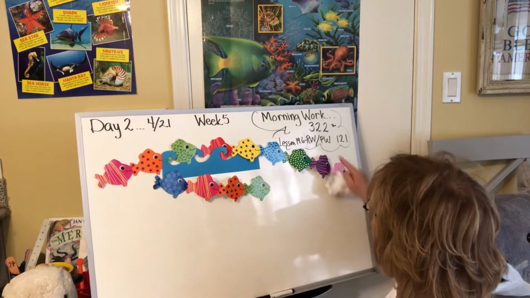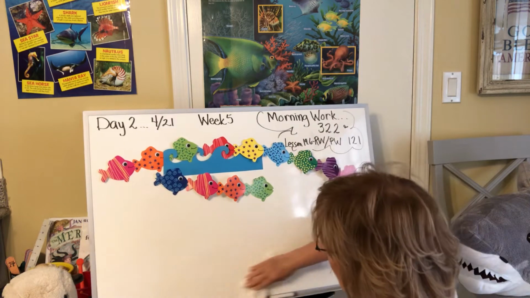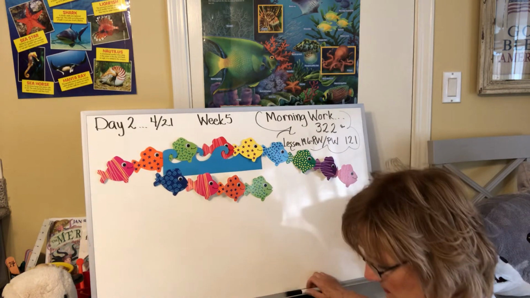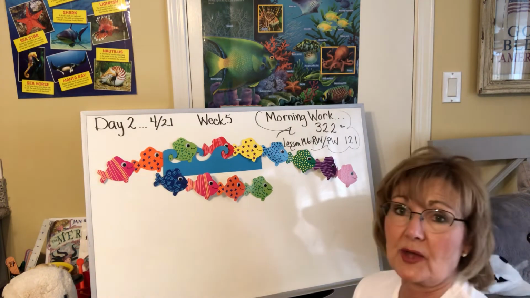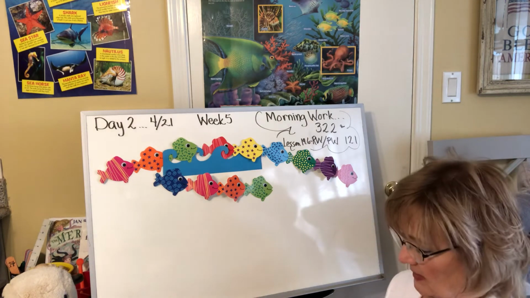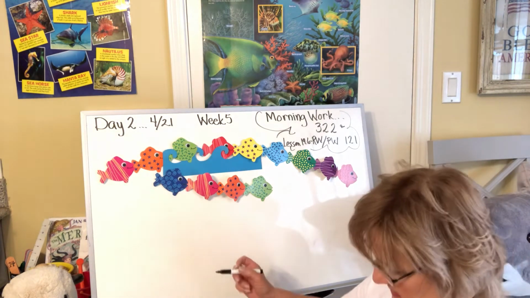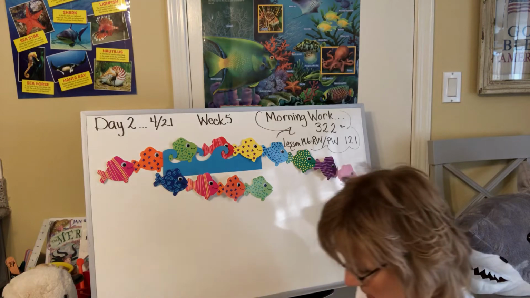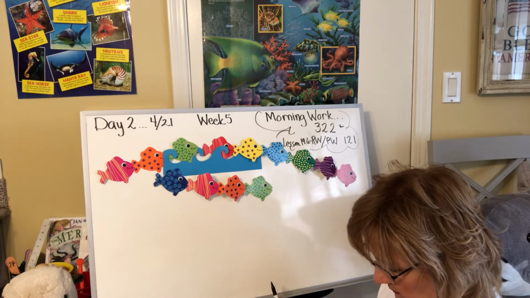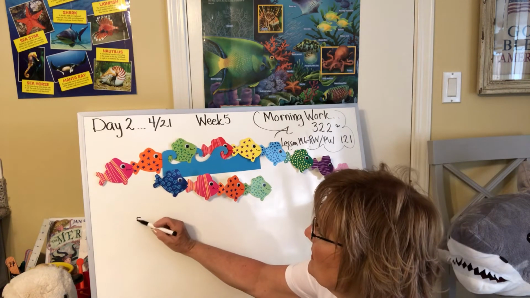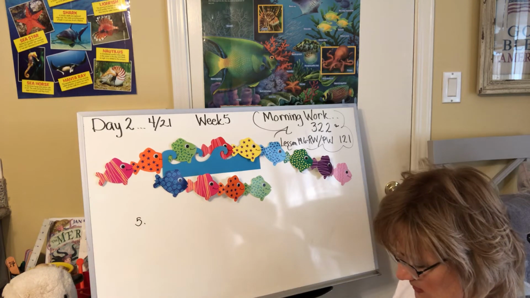so you have out your RW and your PW 121. As you see, you have a lot of word problems and you have more than one step. So let's take a look all the way down to number 5. Okay, let's just move on down to number 5.